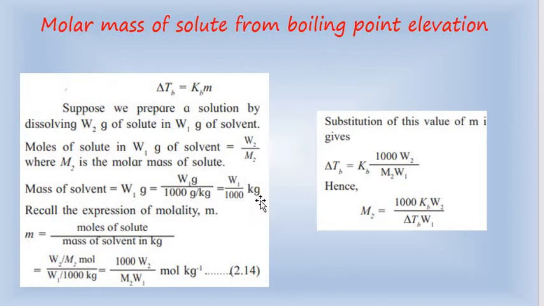upon 1000 kilogram. So molality is moles of solute upon mass of solvent in kilogram. On putting values in this formula, we would get W2 upon M2 upon W1 upon 1000, which is equal to 1000 W2 upon M2 multiplied by W1. And this value, if we are substituting here in this formula, delta Tb is equal to Kb multiplied by 1000 multiplied by W2 upon M2 multiplied by W1.